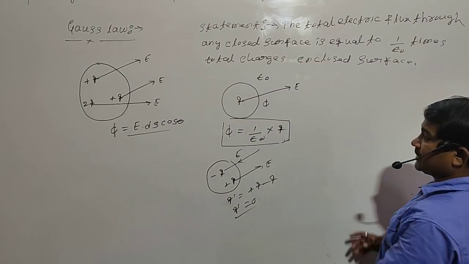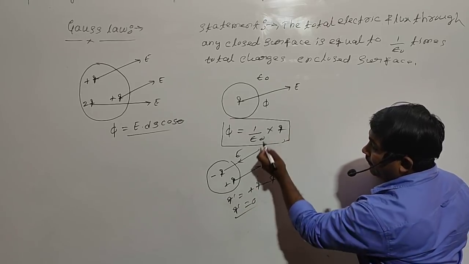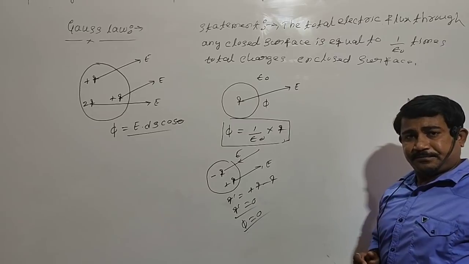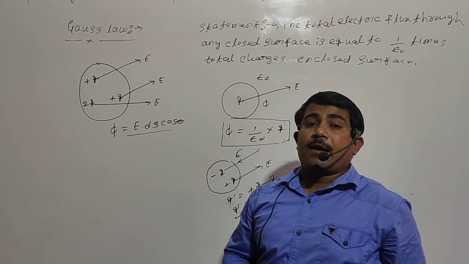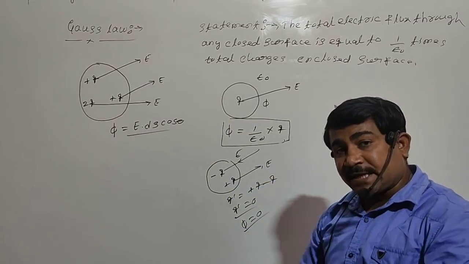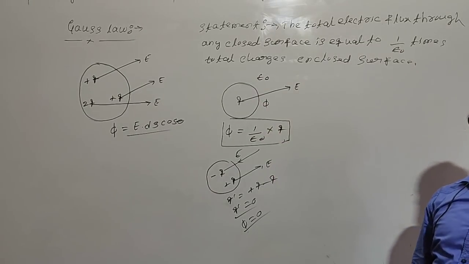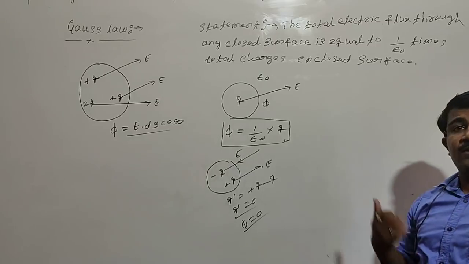Right? If total charge is 0, then what is flux here? Whenever total charge is 0, then flux through a closed surface must be 0. What it means? If a dipole is present inside the Gaussian surface, the total flux is 0. Then how to prove the Gauss law here?